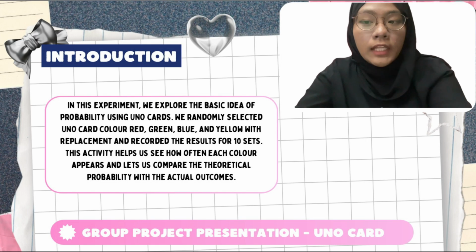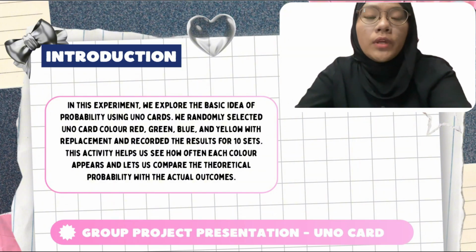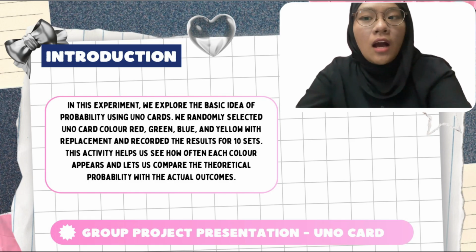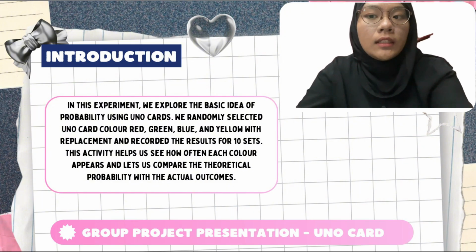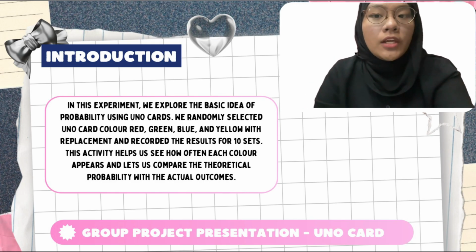First of all, in this experiment, we explore the basic idea of probability by using UNO cards. We randomly selected UNO cards, colors red, green, blue and yellow, with replacement and recorded the result for 10 sets. This activity helps us see how often each color appears and lets us compare the theoretical probability with the actual outcomes.